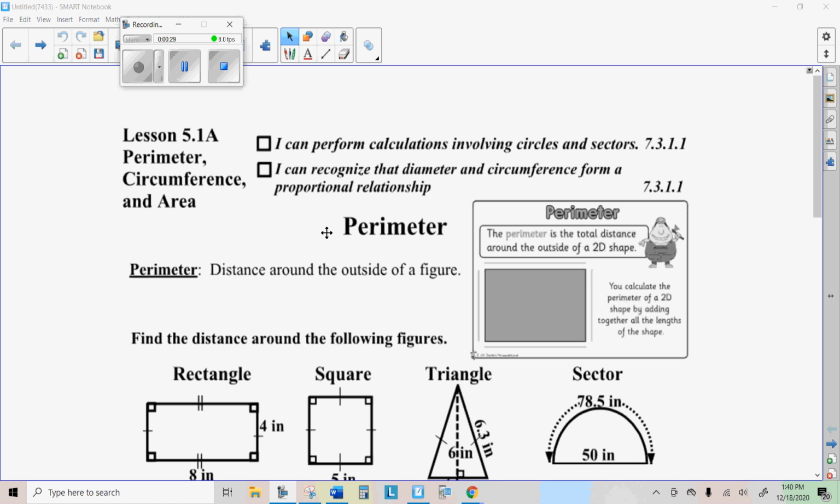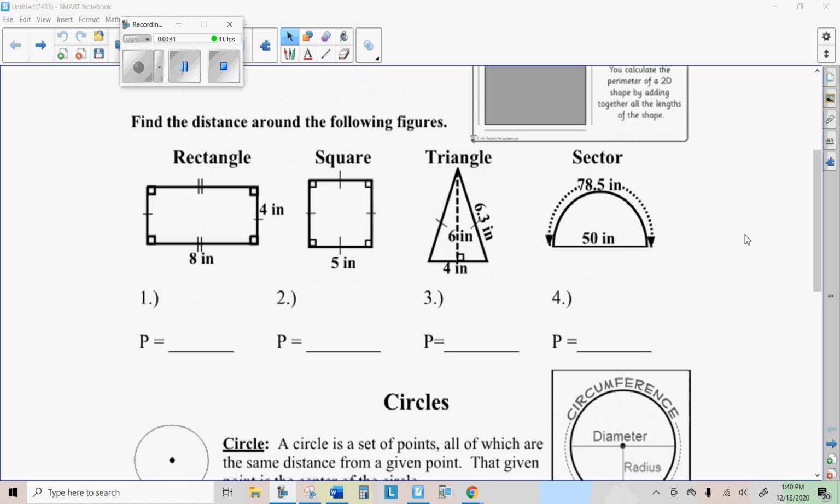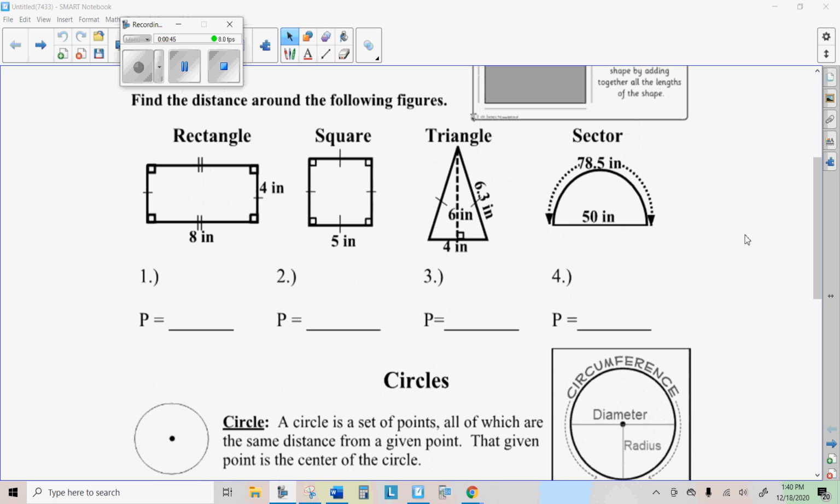I hope you watched the two videos so that you have been reminded about what we look for when we're finding perimeter and area and where pi comes from. All right, so first thing we're going to do is find the distance around these figures. Now, basically, all I want you to do here is make sure you have a measurement for every side.